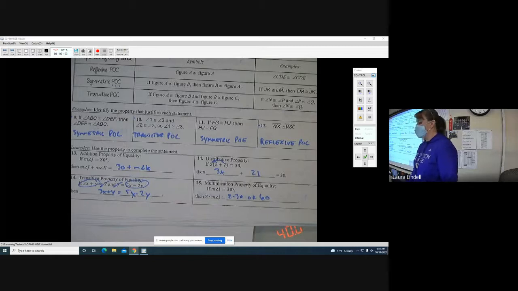Okay, so on a scale of 1 to 5, 1 being I'm completely lost on the properties, 5 being this seems pretty easy to me, what are we feeling? Okay. Go ahead and turn the page. We're going to look at some of these problems for homework.